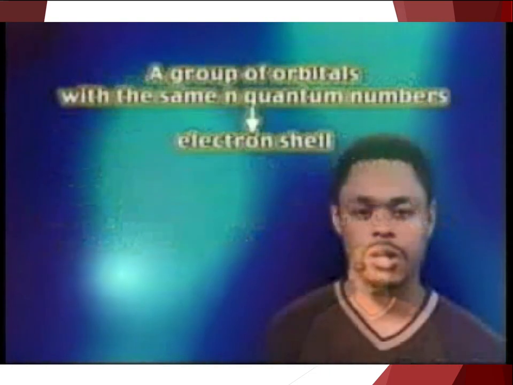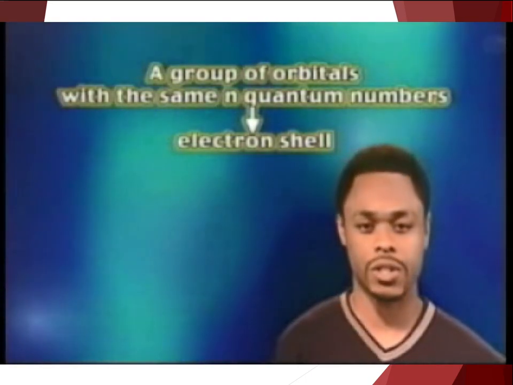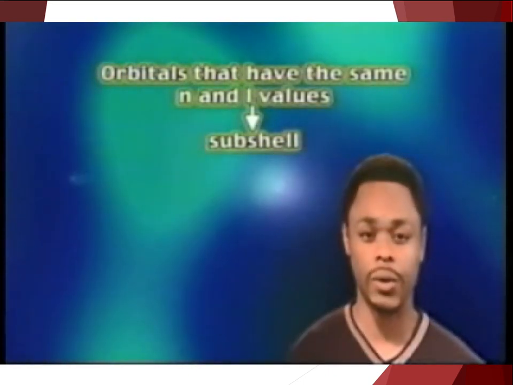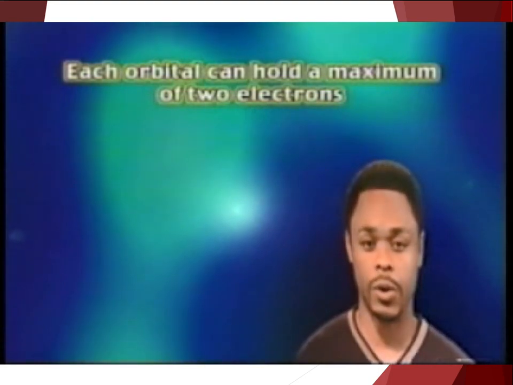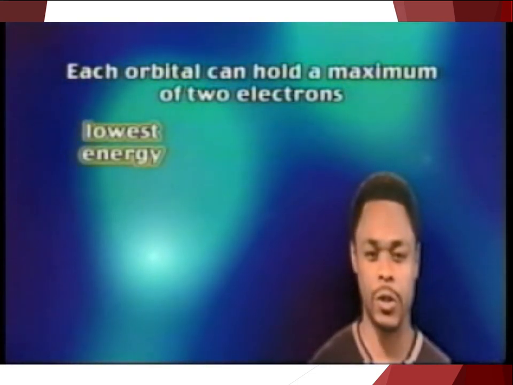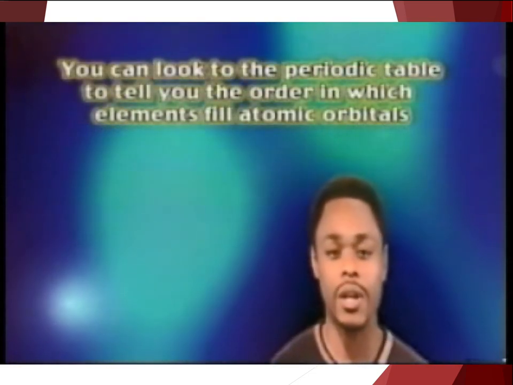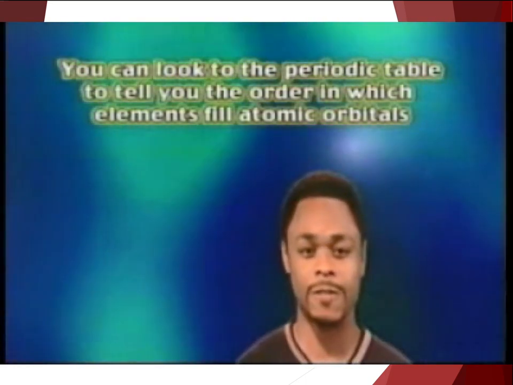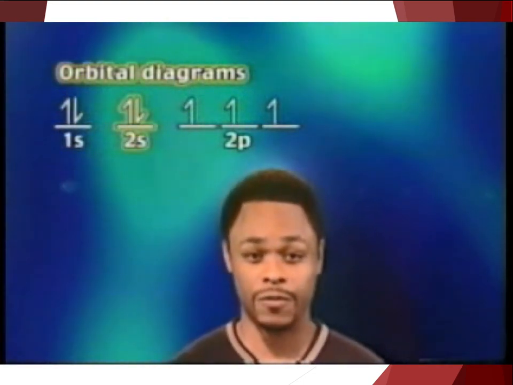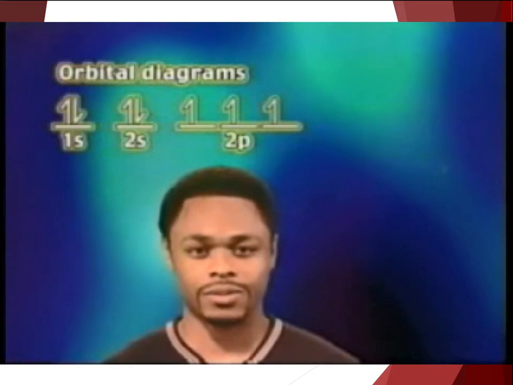other orbitals. A group of orbitals with the same principal number, or n, make up what's called an electron shell. Orbitals that have the same n and l values form what's called a subshell. Each orbital can hold a maximum of 2 electrons. An element's electrons will fill the lowest energy orbital first, then the higher levels. You can look once again to the periodic table to tell you the order in which the elements fill their atomic orbitals. By using orbital diagrams to represent electron configurations, it's easier to visualize how electrons are distributed among the atom's orbitals.